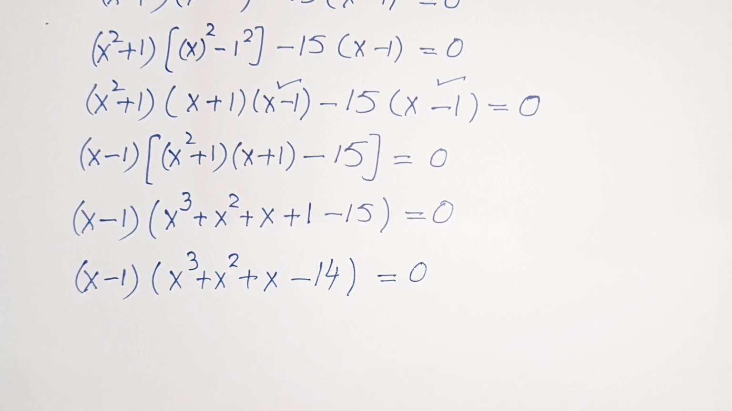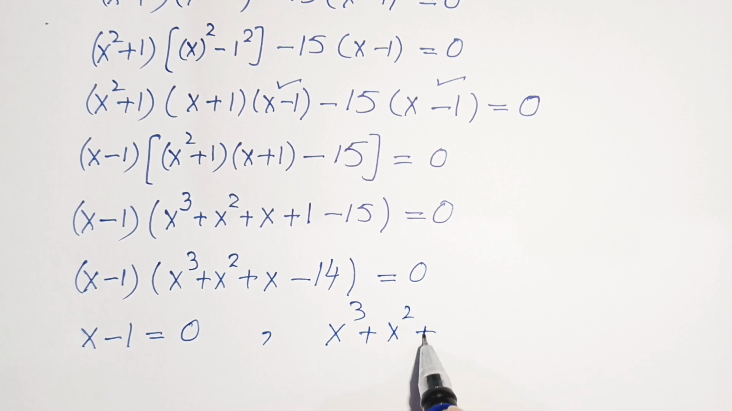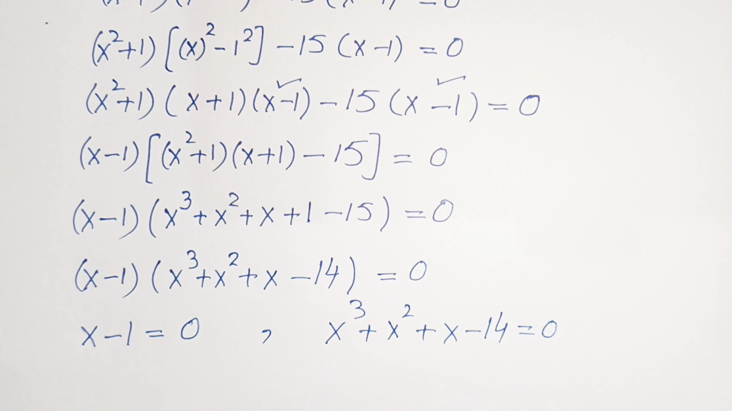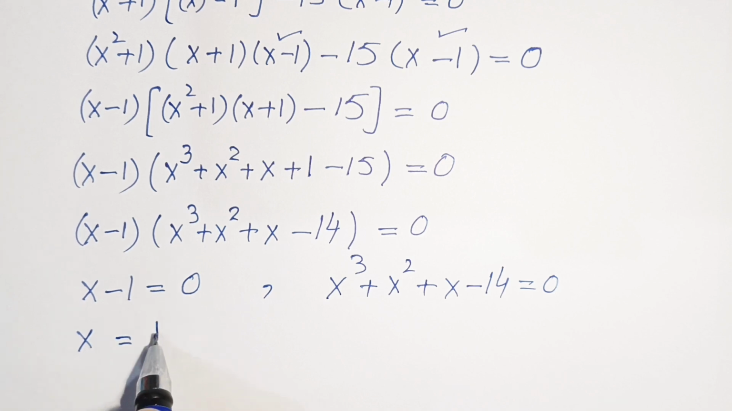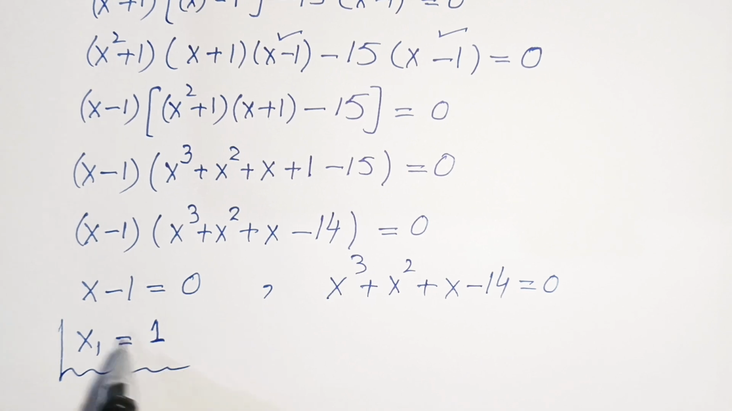to 0. So now we have two possible cases here: x minus 1 is equal to 0, and similarly x cubed plus x squared plus x minus 14 is equal to 0. So in the first case, the value of x will be, minus 1 becomes positive, that is 1. So we have x1 is 1, it is our first solution.